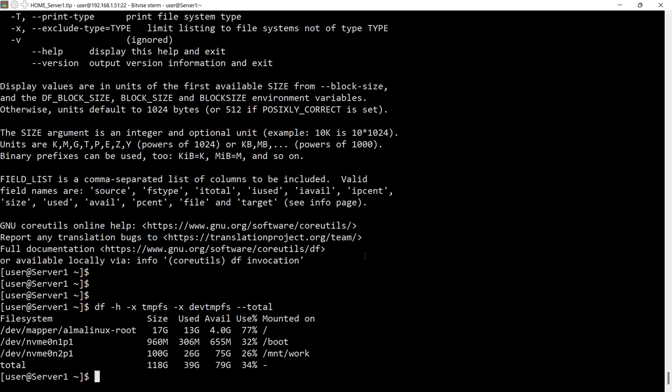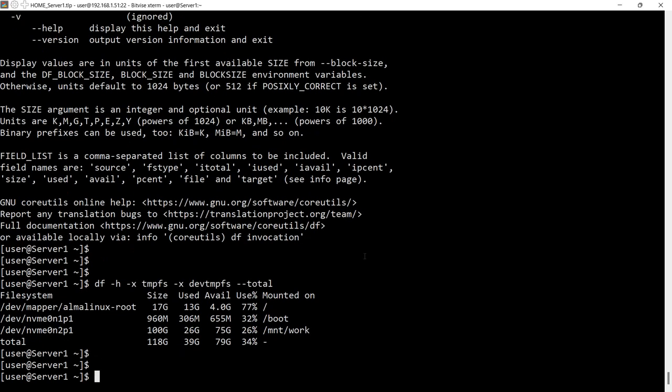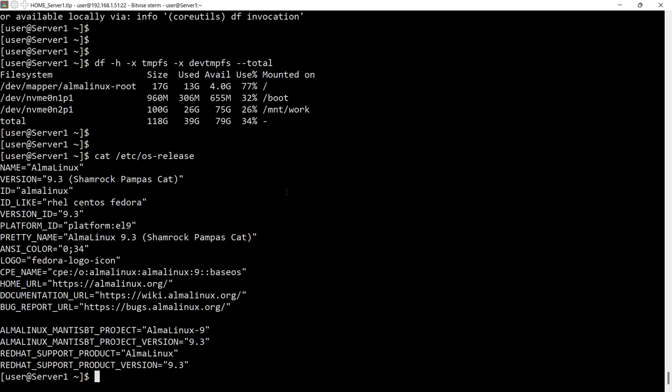Now, let's also take a look at what operating system we actually have on this server. So for this, we can take a look in etc slash os-release. And again, we are using cat. So in this file, we see the name of the operating system, which is Alma Linux, version 9.3, and we see it's compatible with Red Hat Enterprise Linux, CentOS, and Fedora. And of course, there is other information here.